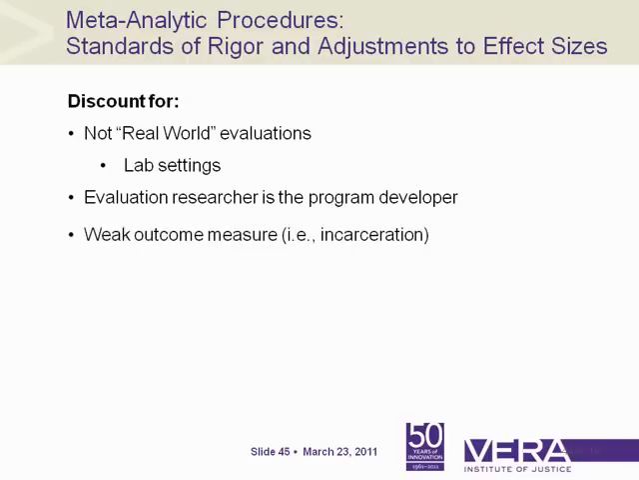Thirdly, we also discount for and make adjustments to effect sizes for weak outcome measures. For example, what we consider to be a weak outcome measure would be incarceration or maybe even technical violation behavior. Mostly just incarceration, we believe it would underestimate the true impact on recidivism or the true impact on crime. And so we would discount for that.